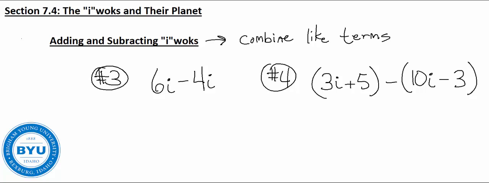Good luck. Okay, let's see how you did. On here, we just got to combine our i's. If we had 6i minus 4i, well, that's just 2i. That's a pretty easy one.